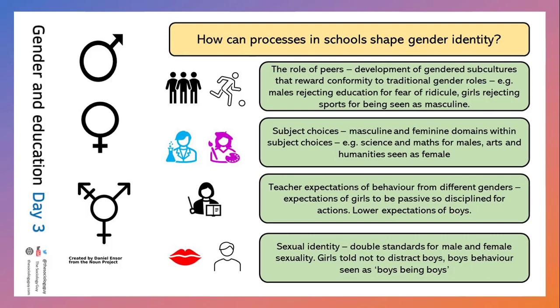traditional gender roles. So for example, I think Epstein talked about males being rejected by their peer groups if they were seen as being quite good at education. So the idea would be that boys tend to shy away from showing how good they are in education because they don't want to be mocked by their peers.